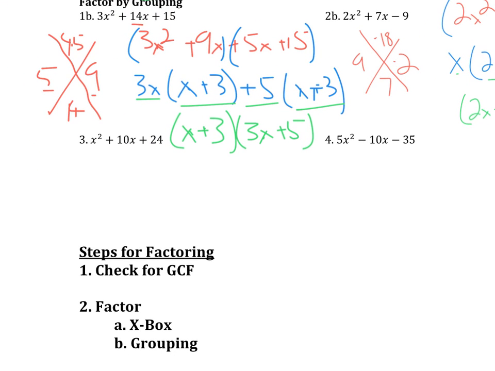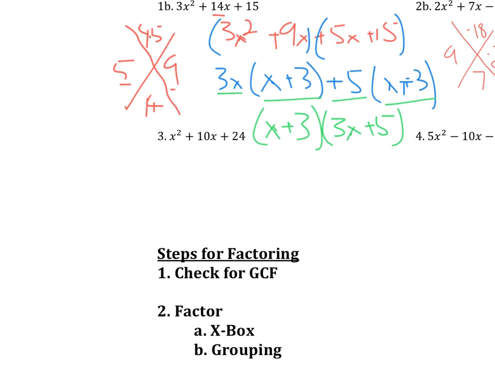All right, so you can do any method on these, whether you're someone who likes X box or you like grouping. Either one works. So let's take a look at 3. I'll do it with an X box here. So now our A in this case is 1. And our C is 24. So we get 1 times 24, which is just 24. And then our B is 10.